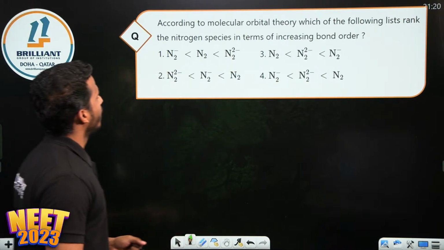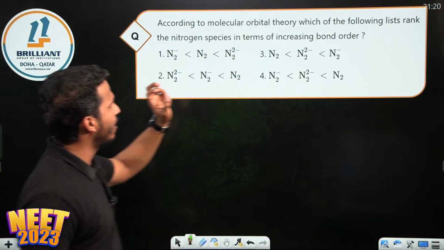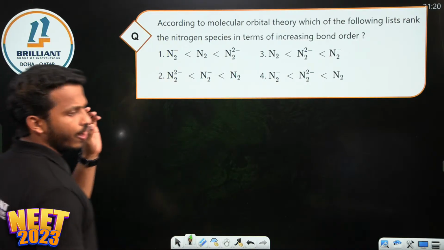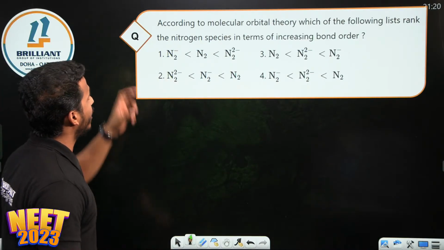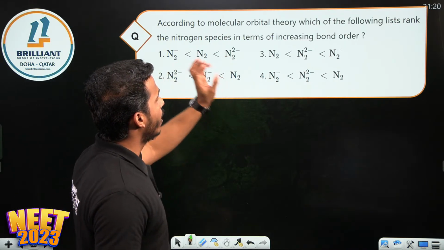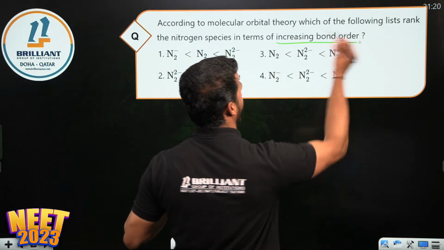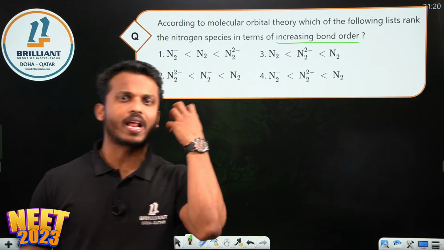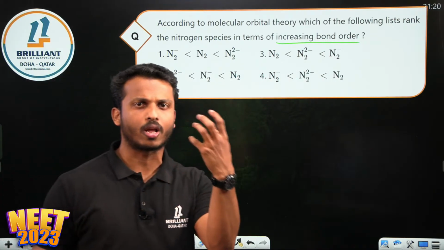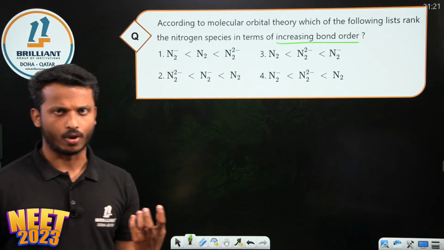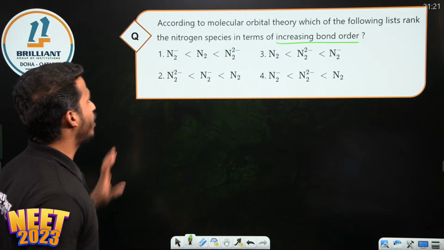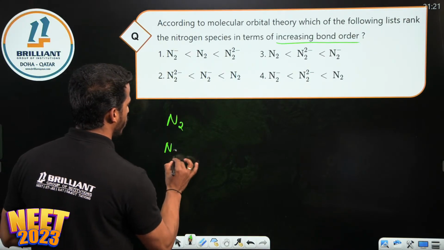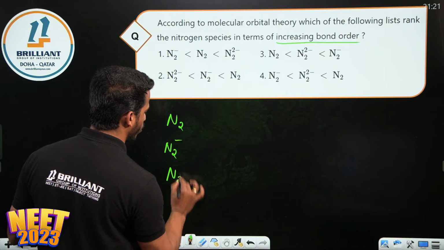Right, the next one. According to molecular orbital theory, which of the following lists ranks the nitrogen species in terms of increasing bond order? I already gave you a simple method to memorize the bond order without doing the molecular orbital diagram and all. Dear all, the species given are N2, N2 minus, N2 2 minus.